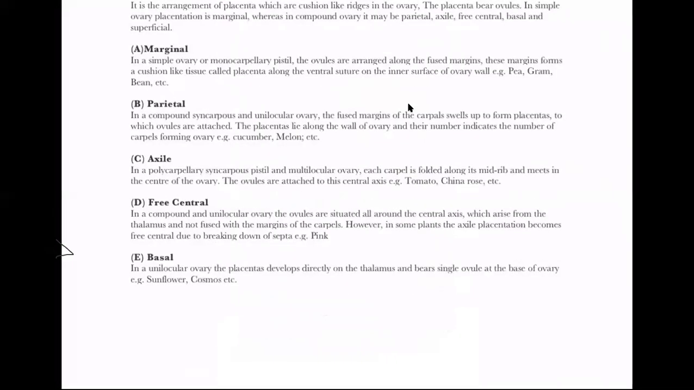Free central. In a compound unilocular ovary, the ovules are situated all around the central axis, which arises from the thalamus and is not fused with the margins of the carpels. However, in some plants, the axial placentation becomes free central due to breaking down of the septa. अगर आप ये देखो, free central is sub around.